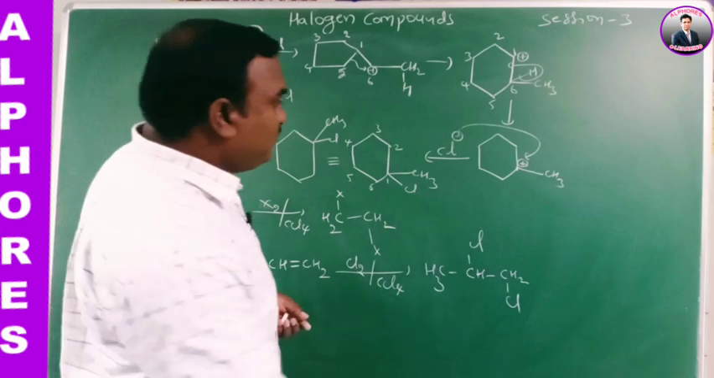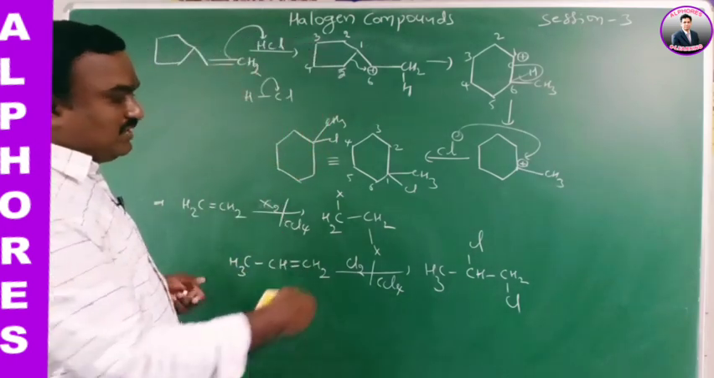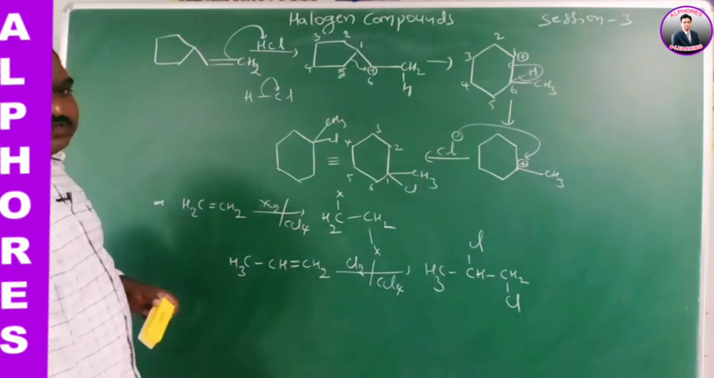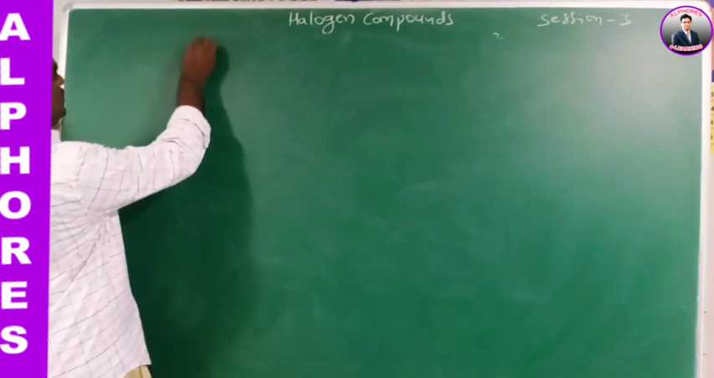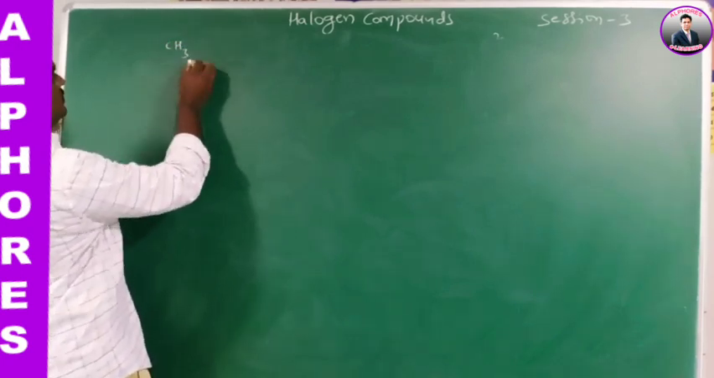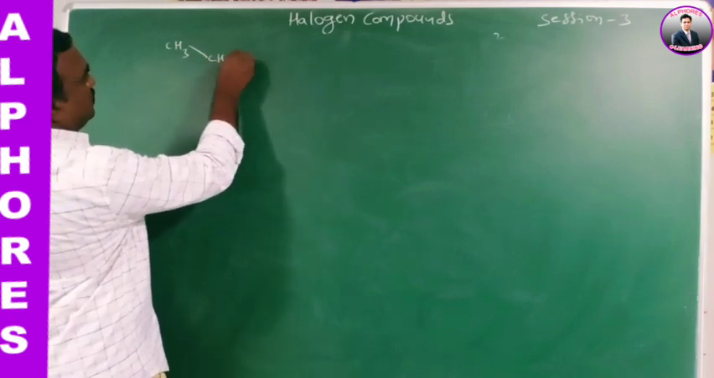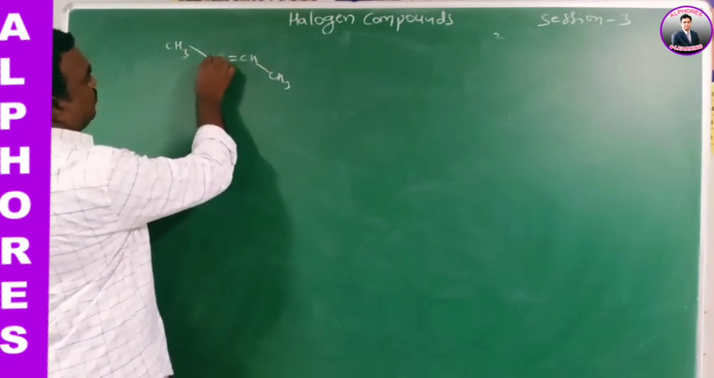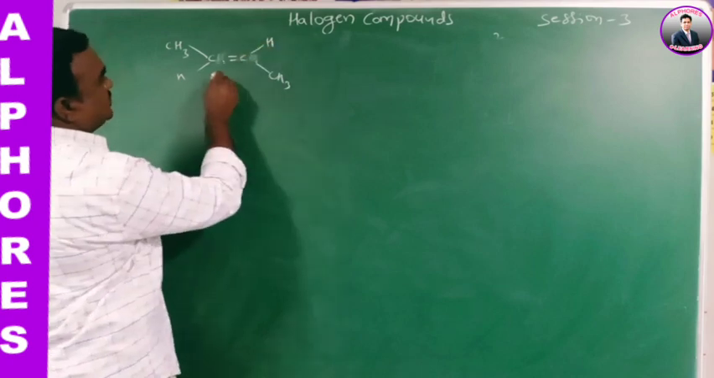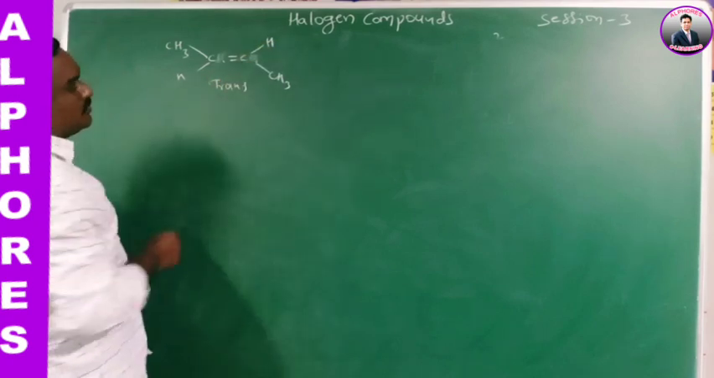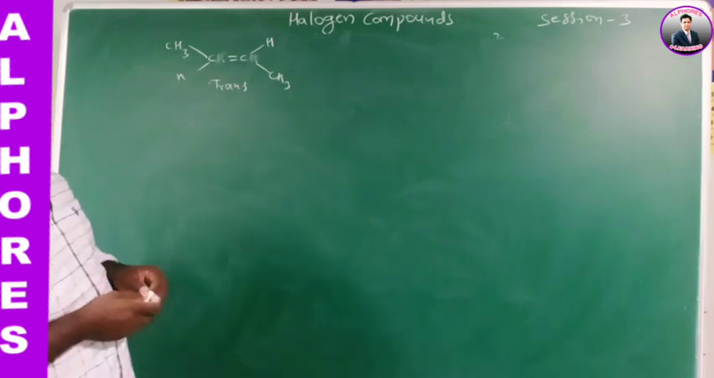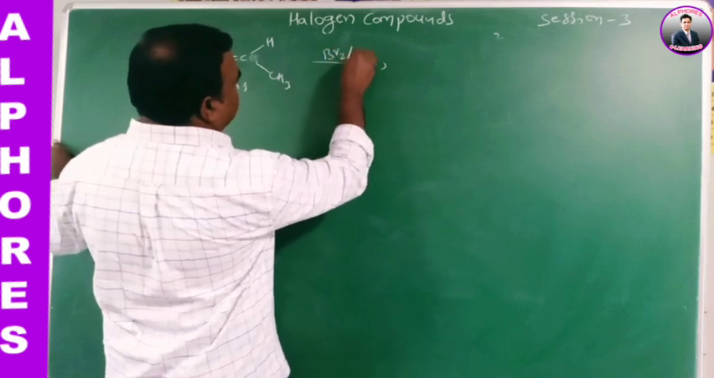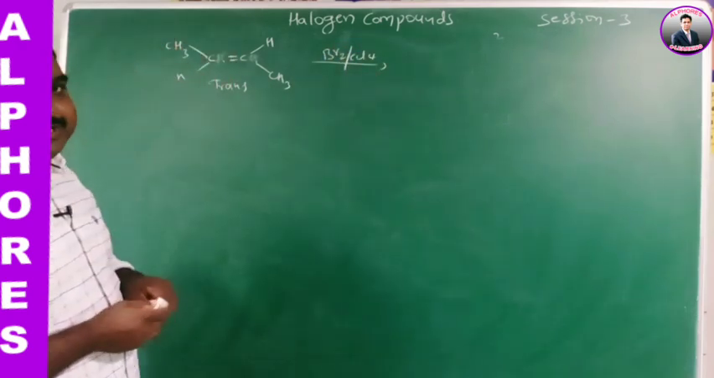Based on the given reactant, we can explain stereochemistry of products. For example, here CH3 is given, CH3 is given, CH double bond, again CH3 is given. Given compound is trans compound. So trans-2-butene compound. Here Br2 in carbon tetrachloride is given. Medium is carbon tetrachloride medium.